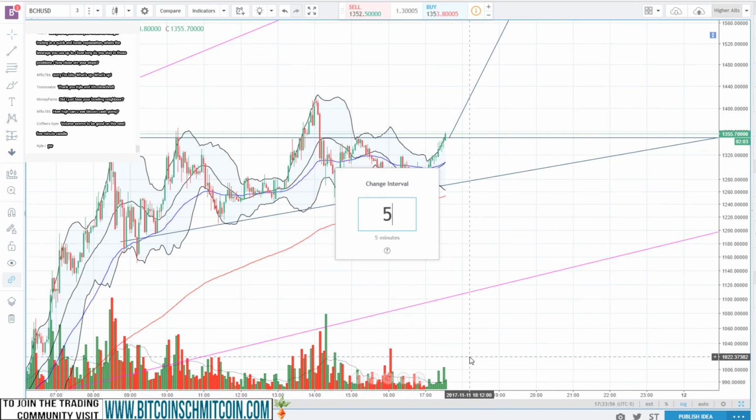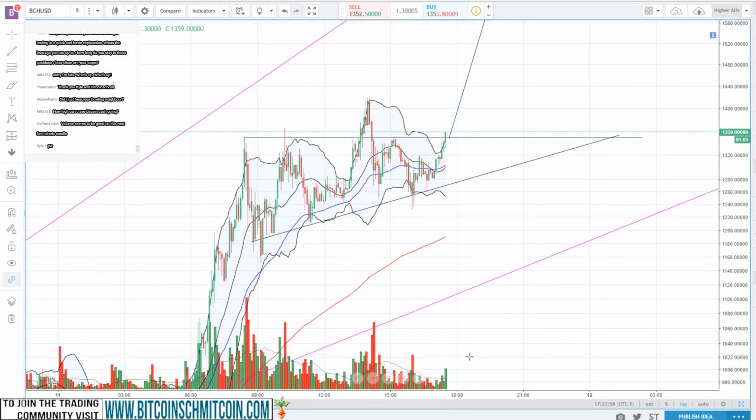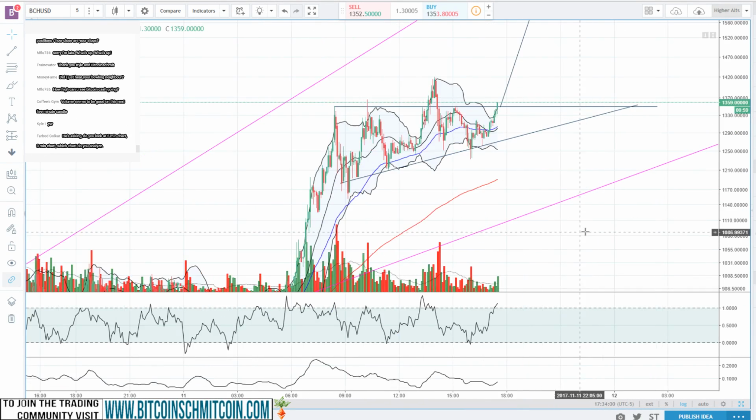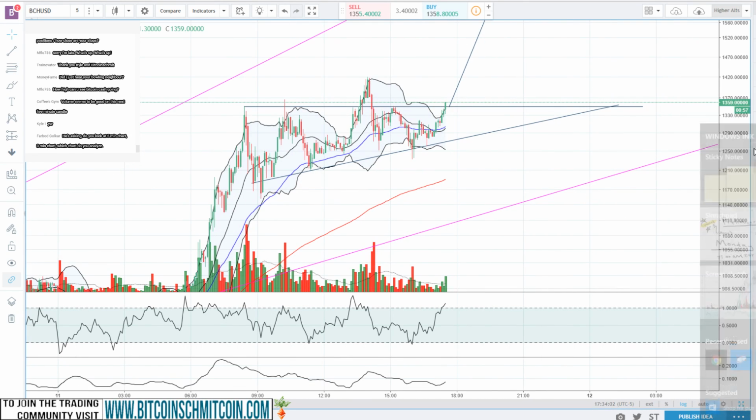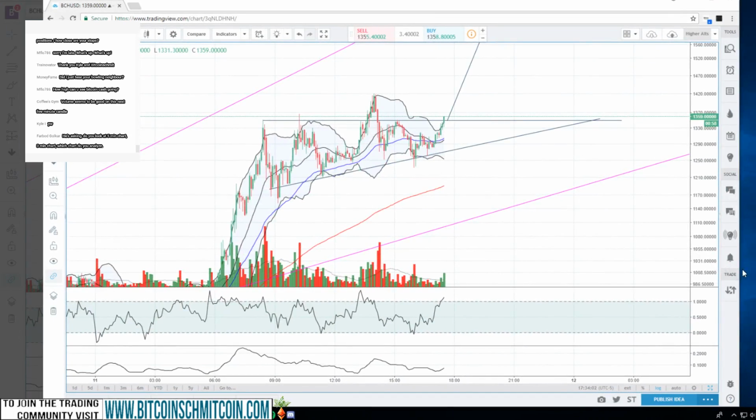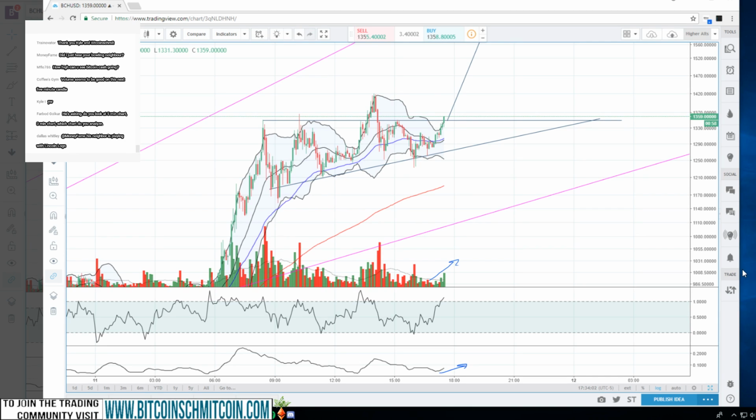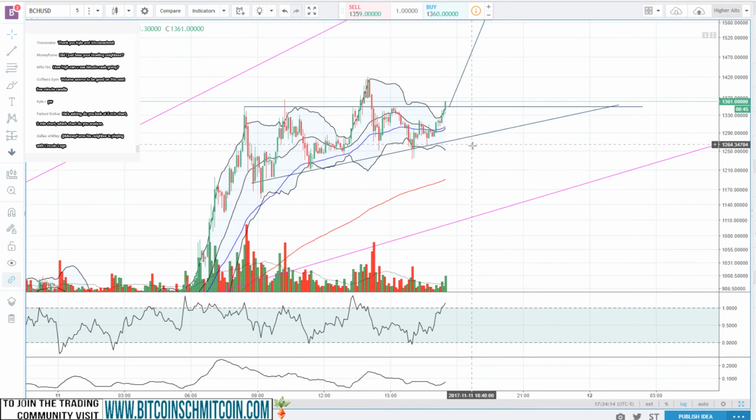So, okay, let's look at the 5-minute. It looks solid. I'm going to explain what I mean by that. On the 5-minute, we see a nice expansion of volume here. The Bollinger Bands are expanding. We're pushing new highs. This is a great opportunity to start looking for an entry.